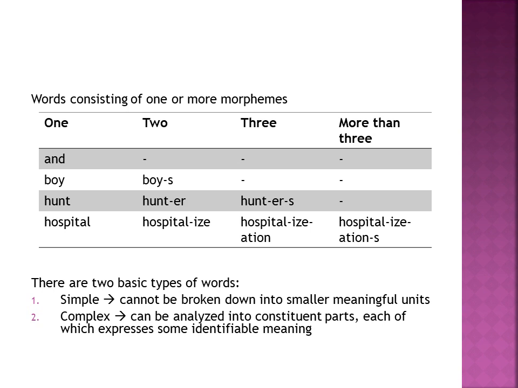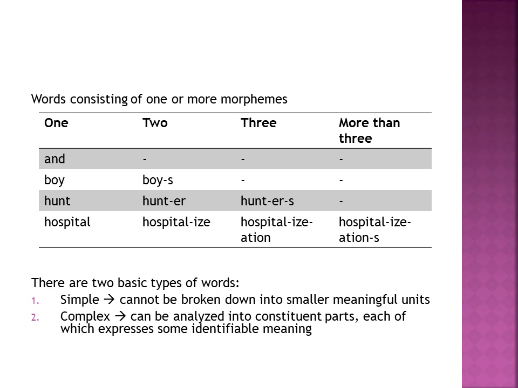Meanwhile, the complex one can be analyzed into constituent parts, each of which expresses some identifiable meaning. Like this one, boy. It belongs to complex words. Why? Because the first and the second morphemes each express some identifiable meaning. What does s mean here? S here means plural. Meanwhile, this one means singular.